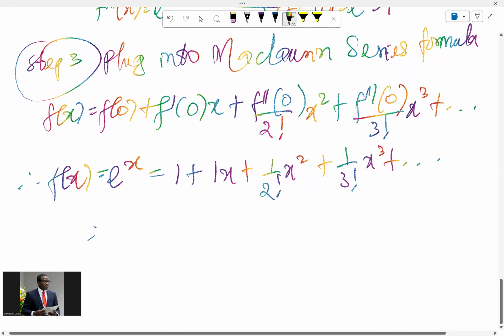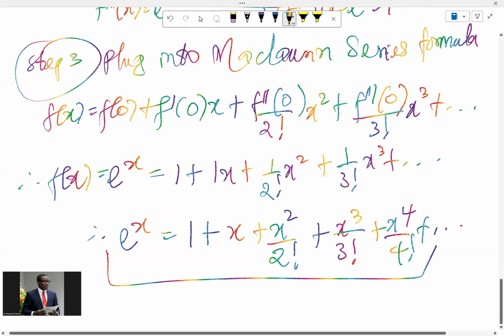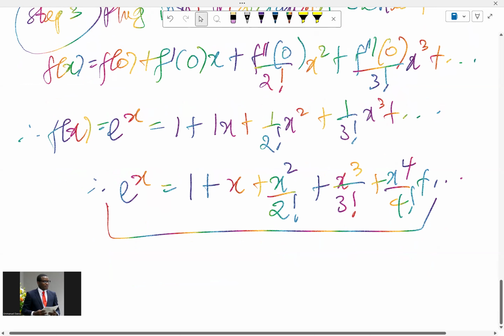So we can say, therefore, e raised to the power x is equal to 1 plus x plus x squared over 2 factorial plus x cubed over 3 factorial plus x to the 4 over 4 factorial plus all that. And that is why the exponential function is expressed this way. If you're wondering how e raised to x is 1 plus x and all that, it is the Taylor-Maclaurin expansion for e raised to x that gives us this popular expression for the Maclaurin series.